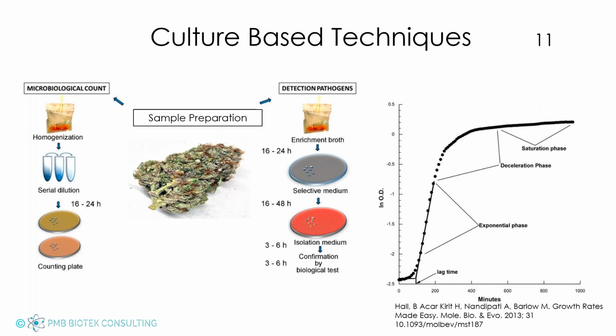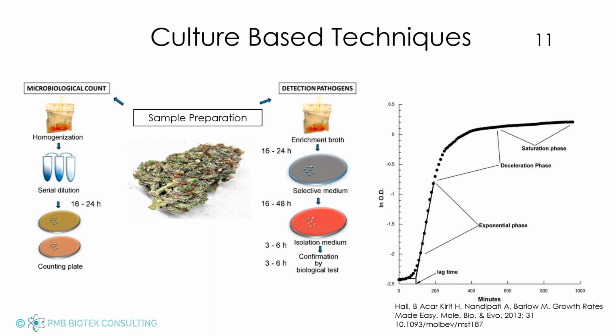So culture-based methods, these are pretty simple. We have either quantitative, which is our left-hand side, or qualitative on the right-hand side. You have a basic sample prep where you're homogenizing a sample in either an enrichment broth or a dilution buffer. For quantitative, we dilute out the product as needed to be able to enumerate colonies onto selective or non-selective plates.